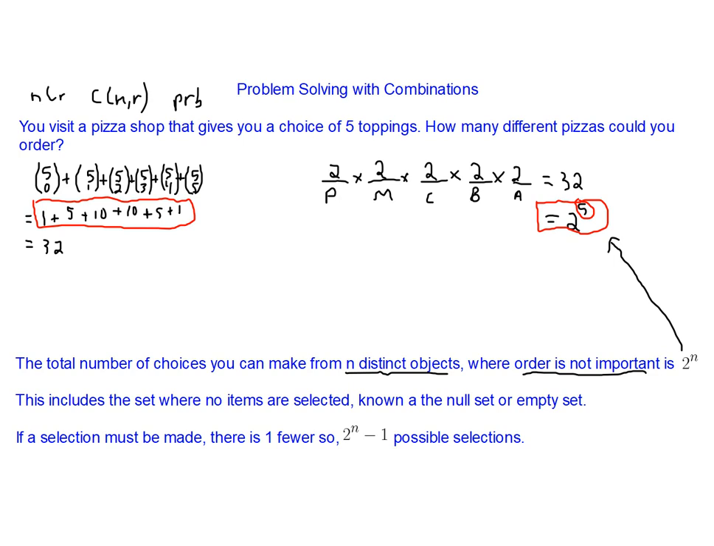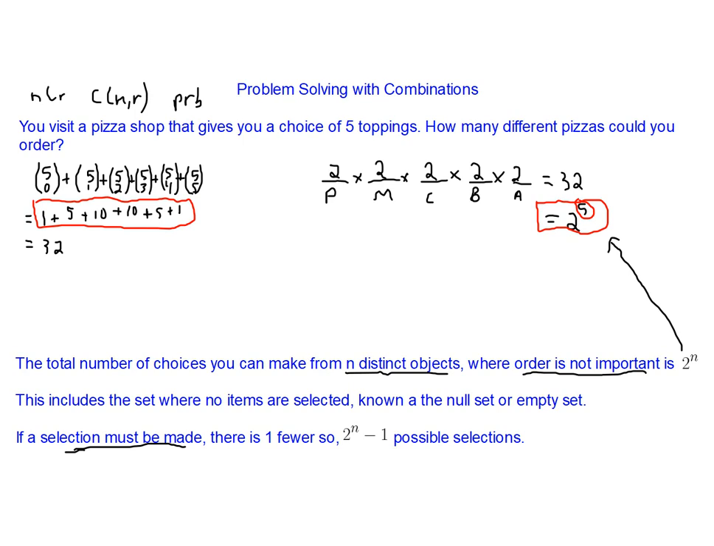So this 32 included choosing no pepperoni, no meat, no cheese, no bacon, no, I almost said avocado, but I think that was anchovies, what we said. So it's important to remember that, because in some cases you will have to make a selection. So if your pizza place says that if you're going to order a pizza with no toppings, that's not a pizza, that's a flatbread, and you're asked how many pizzas you can make, then you would have to subtract that one set of pizzas that has absolutely nothing on it. And that's what this little bit down here says. It says if a selection must be made, there's one fewer. We take out the set that had nothing in it.